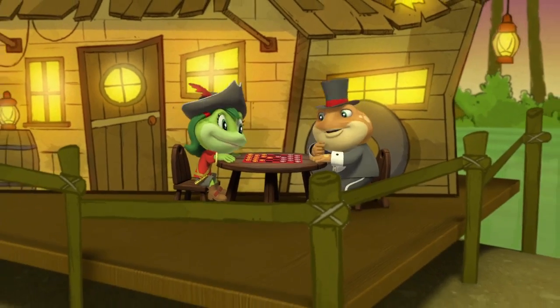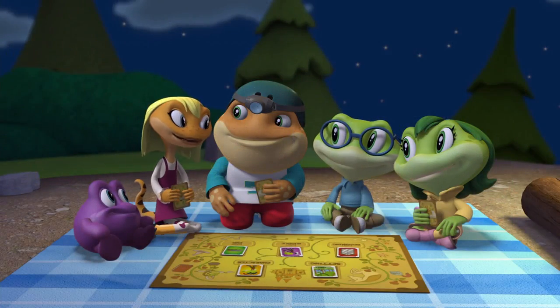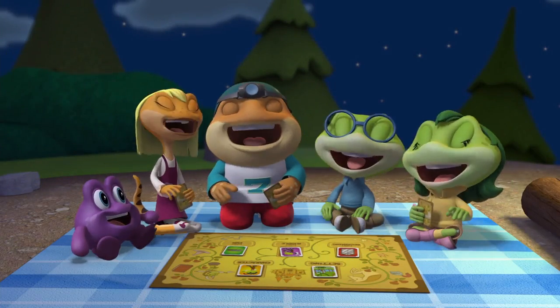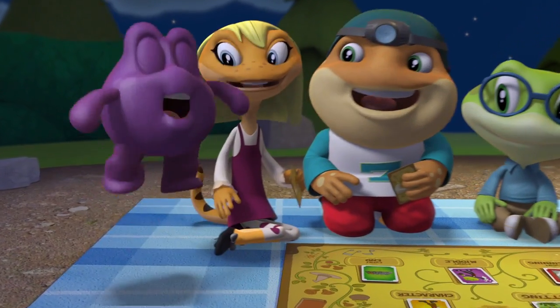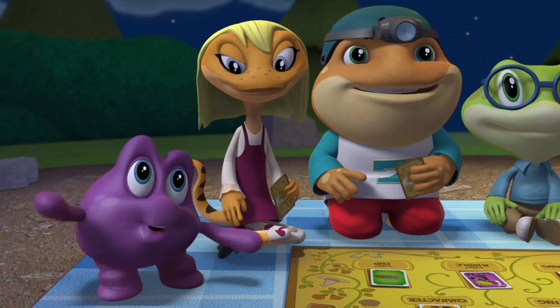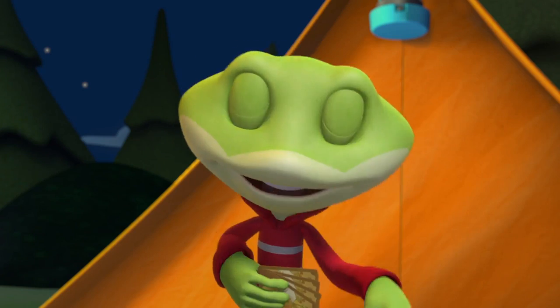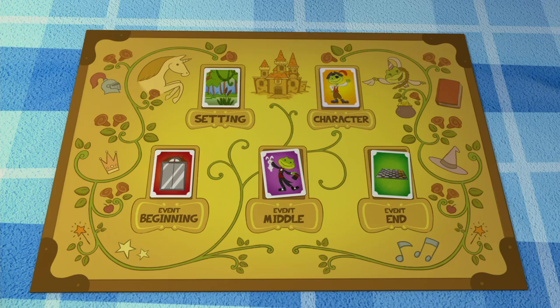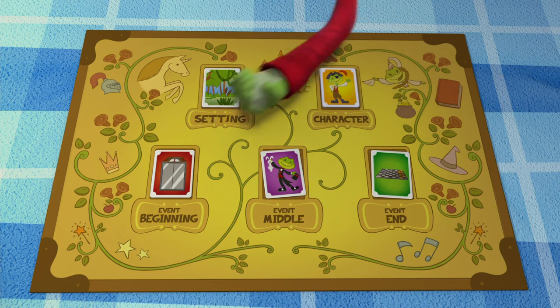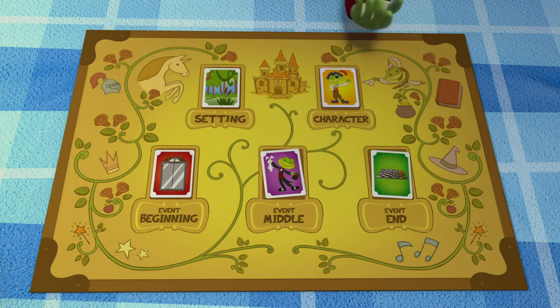At this point in the video, the friends learn how stories are put together. Leap helps them recognize how every story has a setting, when and where the story takes place, characters, and a series of events. He explains how these events are sequenced, so every story has a beginning, middle, and end.